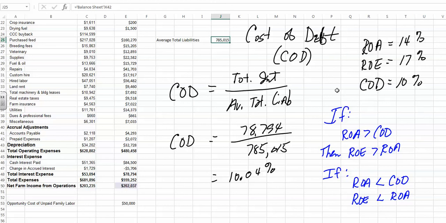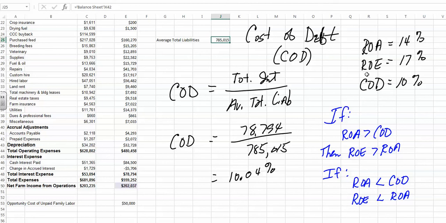But if you take any business and you've got a good set of financials, you can calculate the rate of return on their assets, the rate of return on their equity, and this thing called cost of debt. And you can actually determine if debt is helping or hurting this farm. In J&J Farms, debt is actually helping the farm because without debt they'd be earning 14% on their equity. But with debt they're earning 17% on their equity simply because they're able to have a rate of return on assets greater than the interest rate.